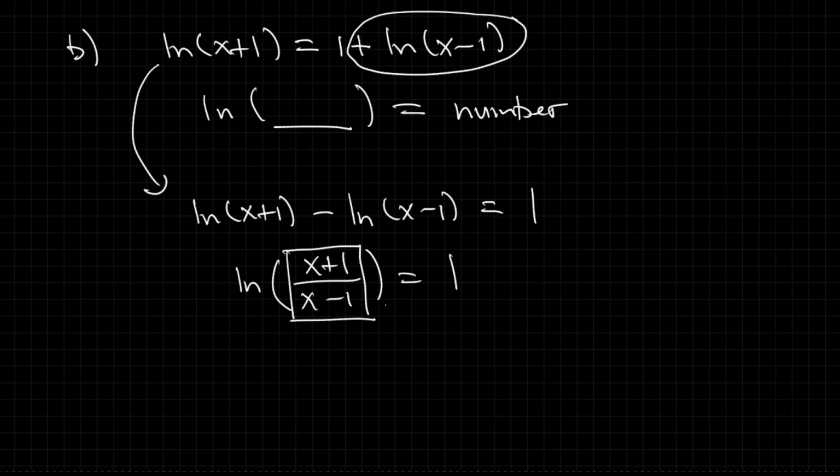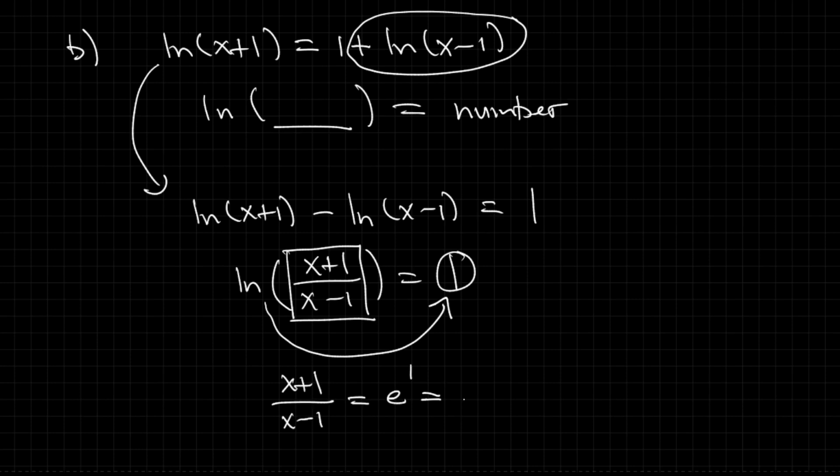So ln of something equals 1 means we'll move the base over to the right-hand side. This will become the exponent. The base, of course, is e, so we get (x + 1)/(x - 1) equals e to the first power, or in other words, just e. Now the equation that results here is called a rational equation. Probably the easiest way to solve it is to multiply both sides by the denominator first.